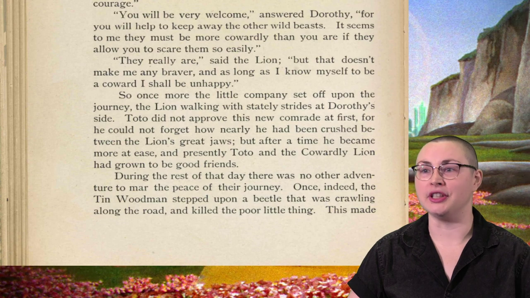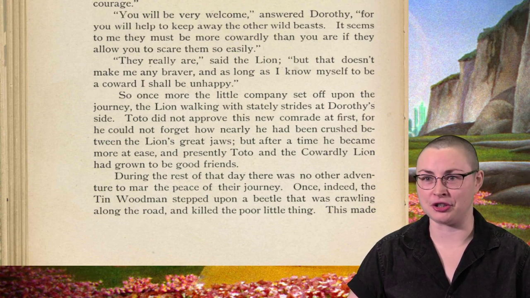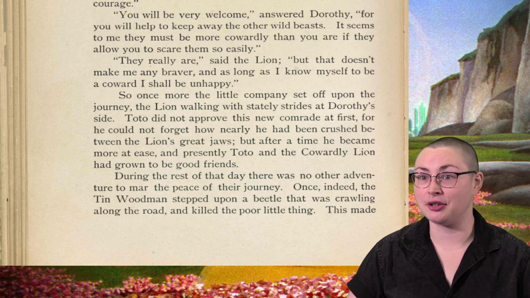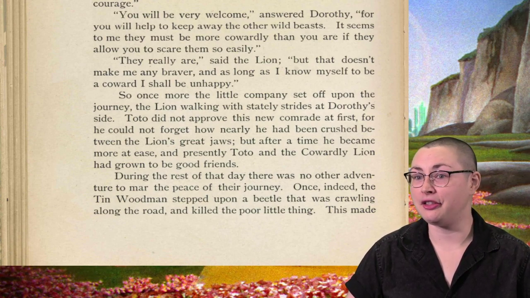So once more the little company set off upon the journey, the lion walking with stately strides at Dorothy's side. Toto did not approve this new comrade at first, for he could not forget how nearly he had been crushed between the lion's great jaws. But after a time, he became more at ease, and presently Toto and the cowardly lion had grown to be good friends. During the rest of that day, there was no other adventure to mar the peace of their journey.